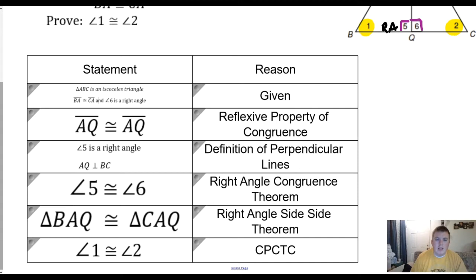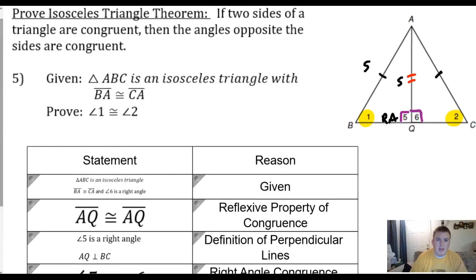All right. So that wraps up this proof video. We have now proven the isosceles triangle theorem, that if two sides of a triangle are congruent, then the angles opposite of the sides are congruent. This is now fair game to use in any other proofs that we are doing.